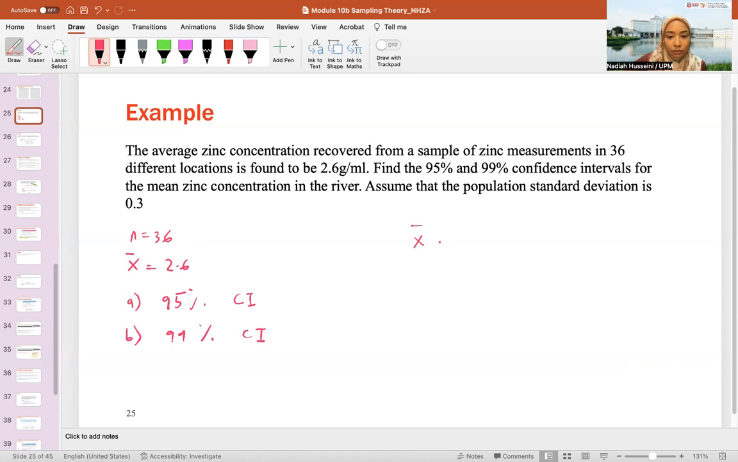So we are trying to find the confidence interval for our mean. Assume that the population standard deviation is 0.3. So this is our population standard deviation, which is 0.3. So these are our statistics. We have the standard deviation for our population, we have our sample number, we have our sample mean. Okay, so this is a recap for the confidence interval, even though it's a question.